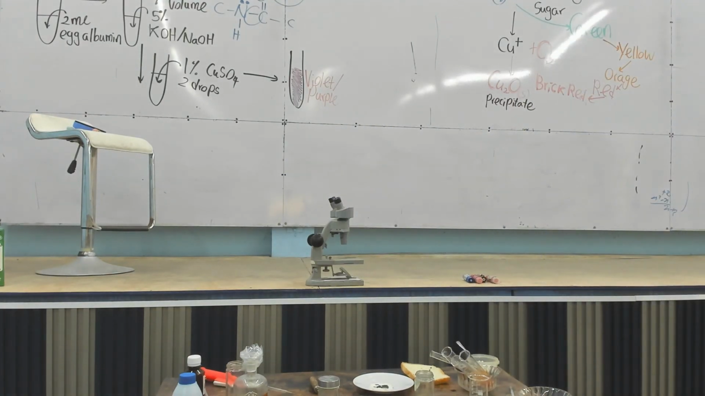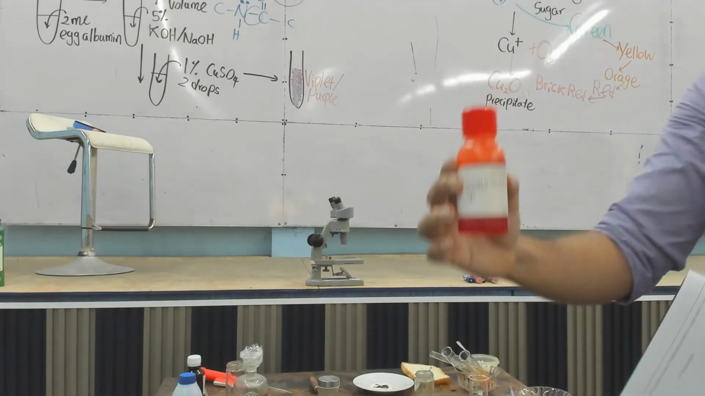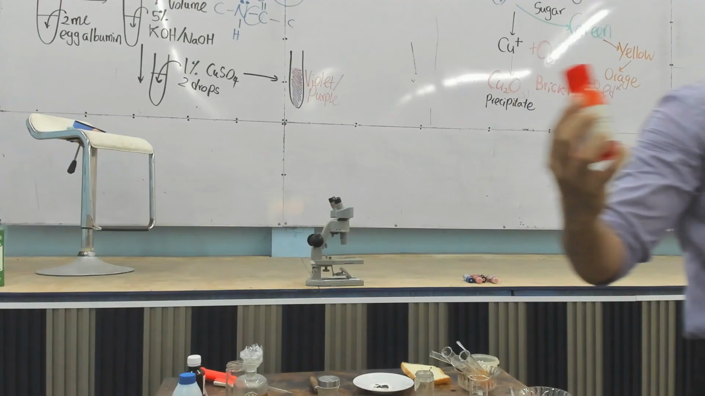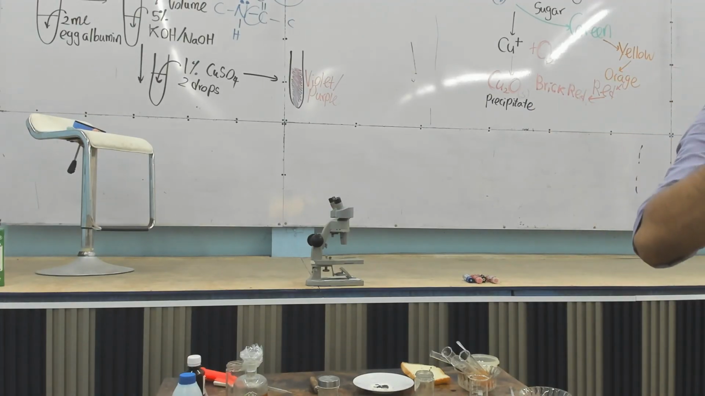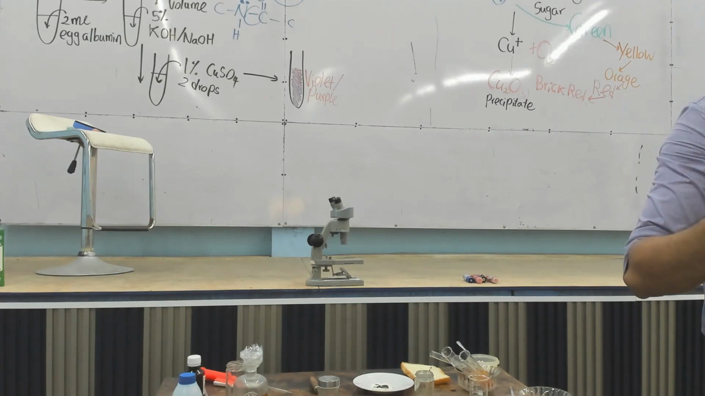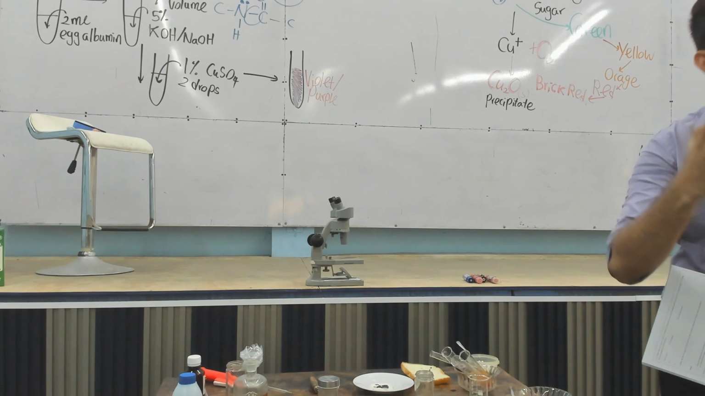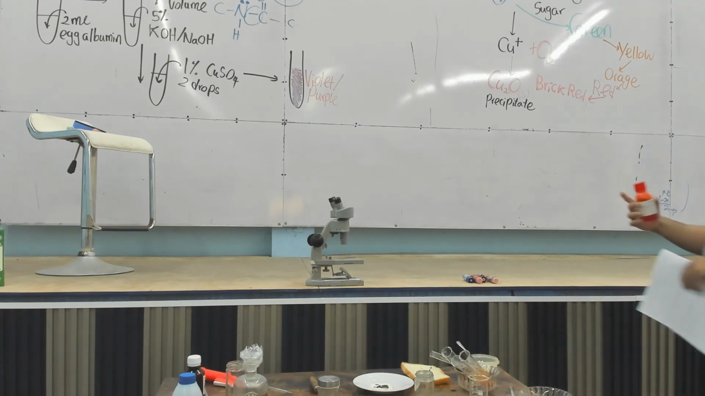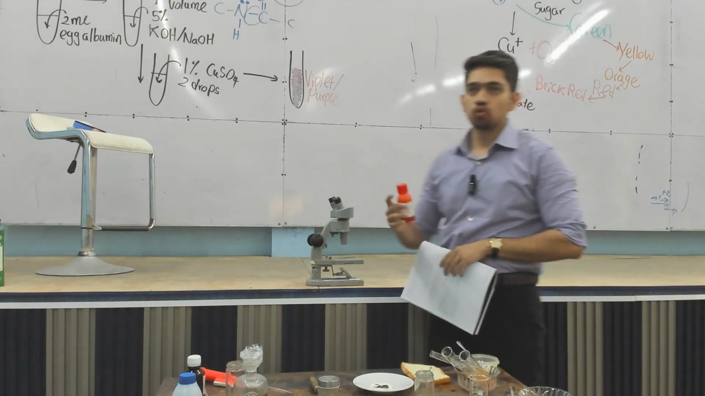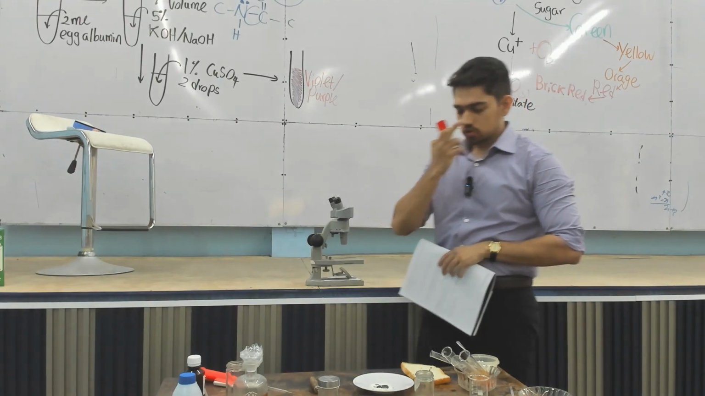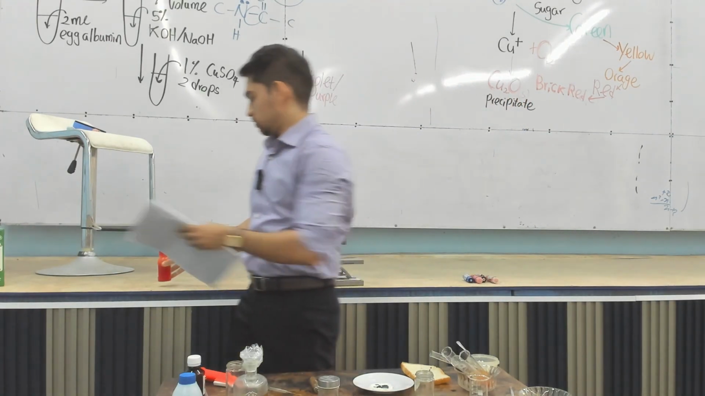So Sudan 3 is a non-polar dye. Okay, this is Sudan 3. It dissolves in anything non-polar. You know, lipids are non-polar. That's why it doesn't dissolve in polar water. Water is insoluble, right? So that's what we are going to test.